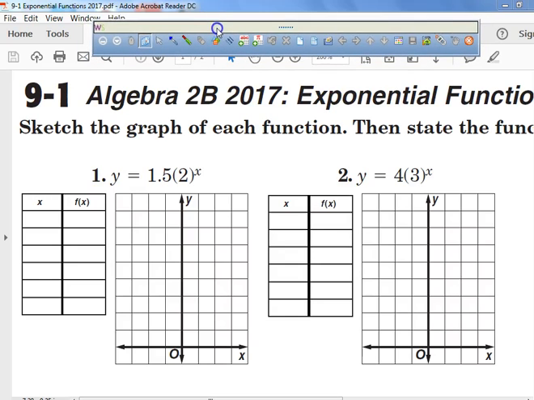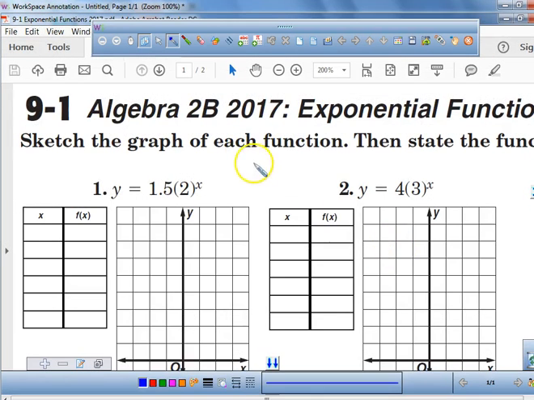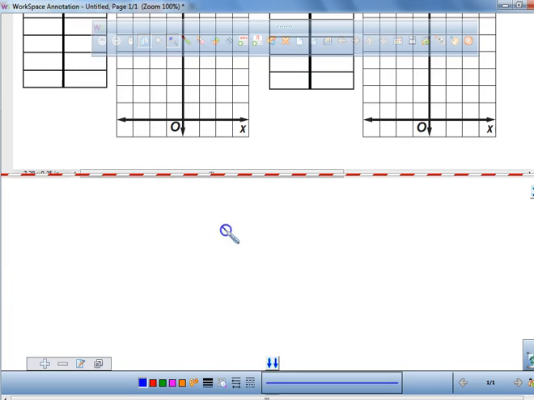Today we start Chapter 9 dealing with exponential functions. Something that I would like you to do as we graph through numbers 1 and 2, I would like you guys to write in your journal, y equals a times b to the power of x. I'll rewrite it right down here.